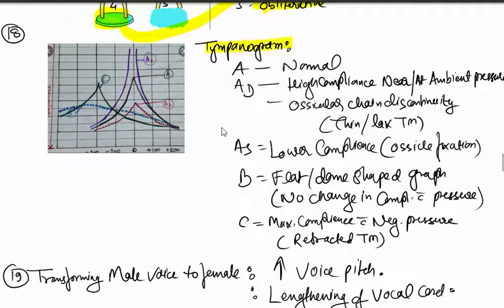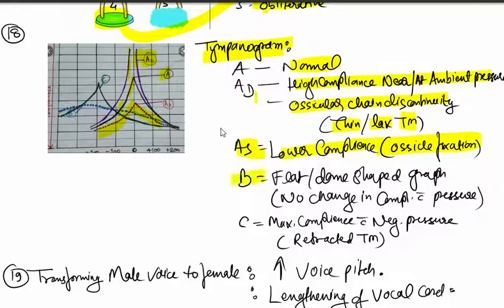Tympanogram. Here A is normal. A plotting is normal. AD means dissociation, high compliance near or at ambient pressure. D means dissociation, ossicular chain discontinuity. So AD plotting here shows ossicular chain discontinuity. Here the TM is thin or lax. As is sclerotic, so lower compliance, seen in ossicle fixation. So in this the graph goes downward.